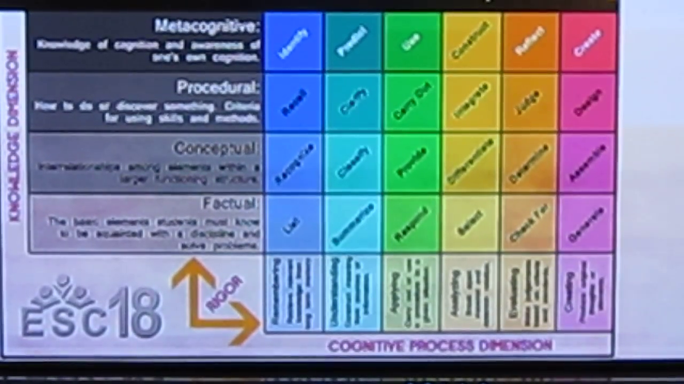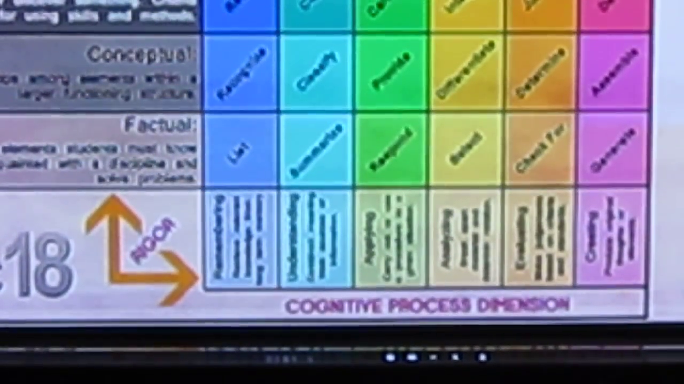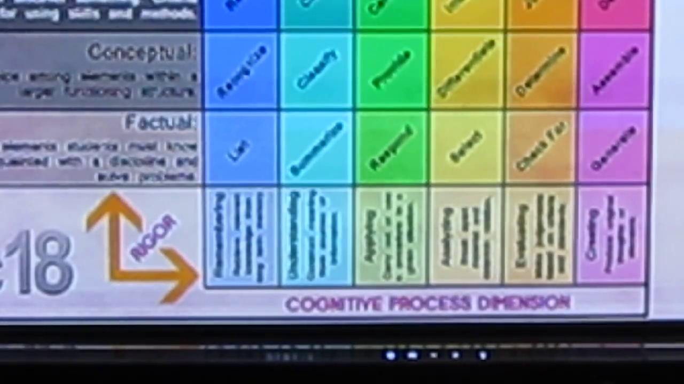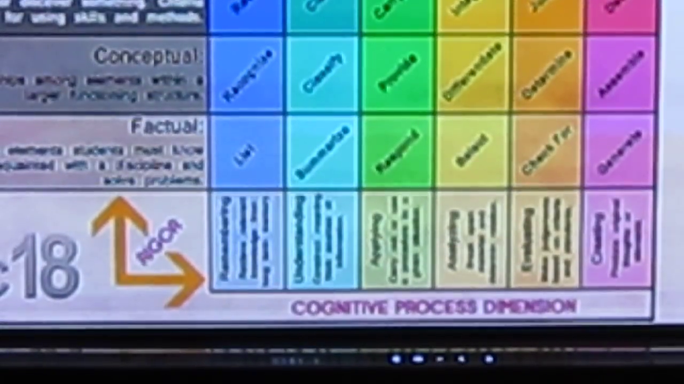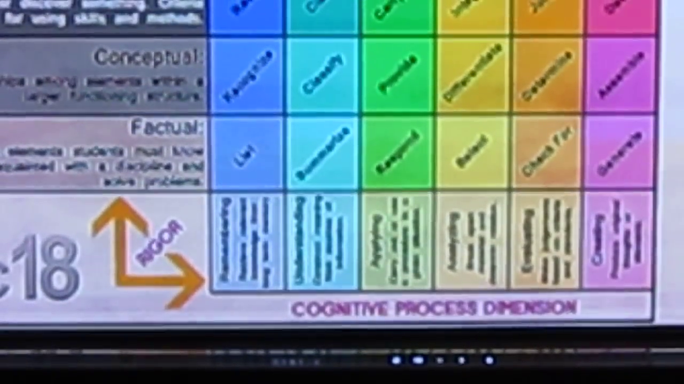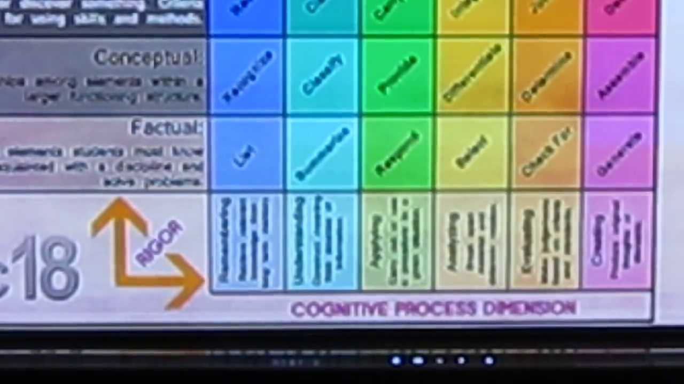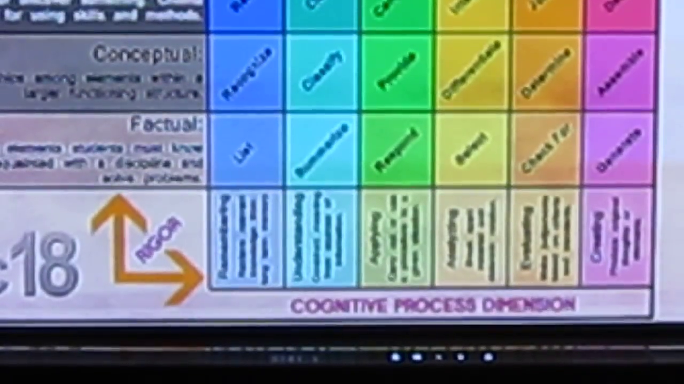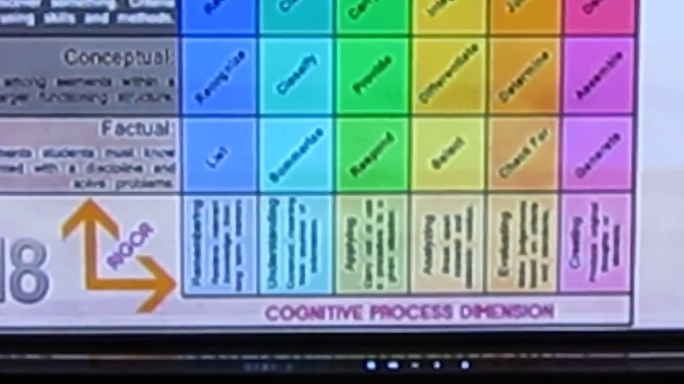You're familiar with the bottom, which are the cognitive process dimensions. Remembering, which is recognizing or recalling knowledge from memory. Understanding, constructing meaning from different types of function. Applying, carrying out or using a procedure through executing or implementing. Analyzing is breaking materials or concepts into parts. Evaluating, making judgments based on criteria and standards. Creating, putting elements together to form a coherent or functional whole.